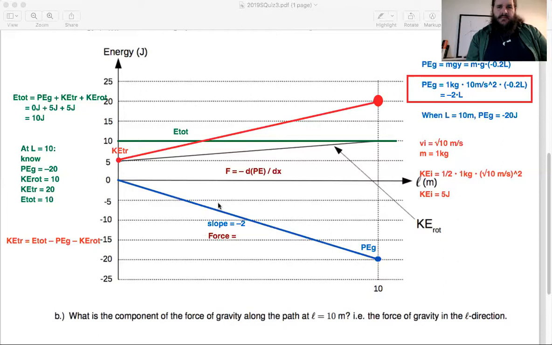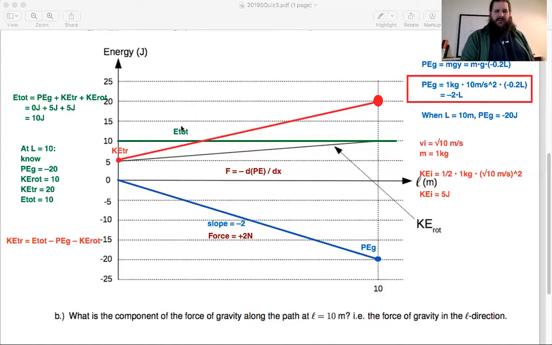2 Newton. Force should be, yeah, +2. So the force is +2 newtons. Positive in the sense that it's pulling the marble in the positive L direction. And then 2 newtons is how strong the force is. And note that the positive direction means we're pulling towards lower potential energy, which is exactly what we should expect.